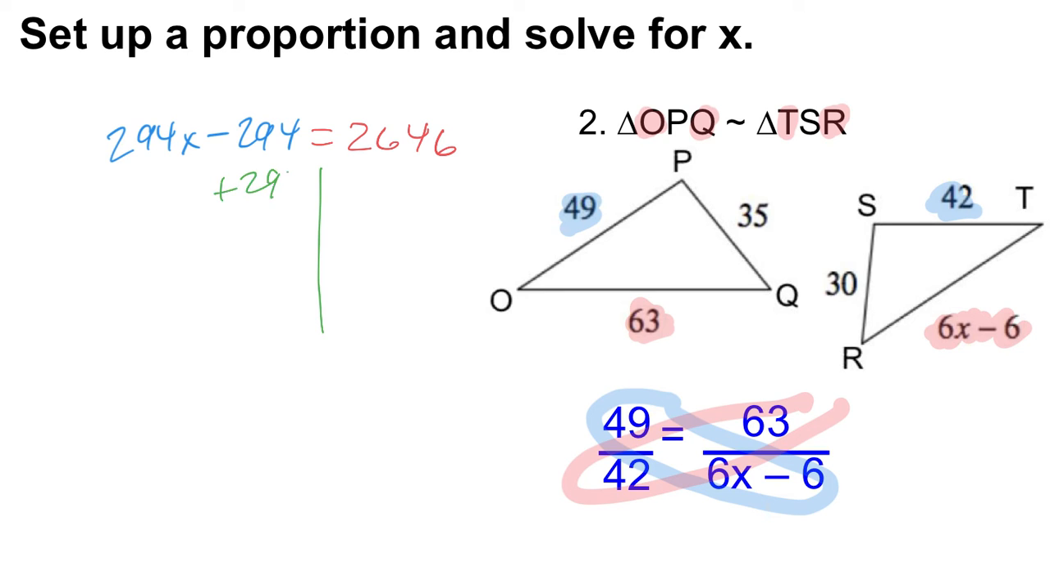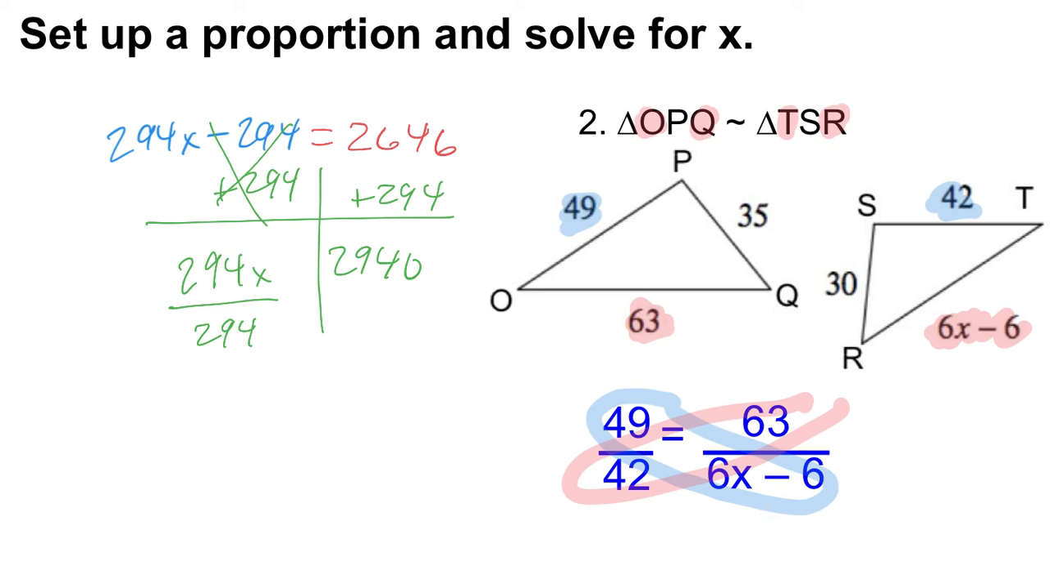I'm going to add 294 on both sides. When I do that, these cancel out, so I'll still have 294x. But then on this side, when I combine those, I get 2,940. So the last step would be to divide. And if I divide, I get that x is equal to 10.